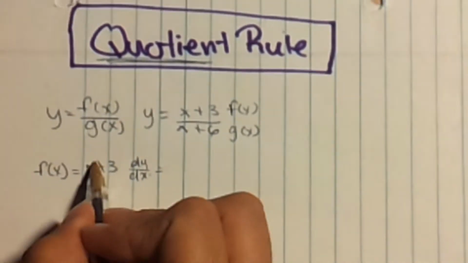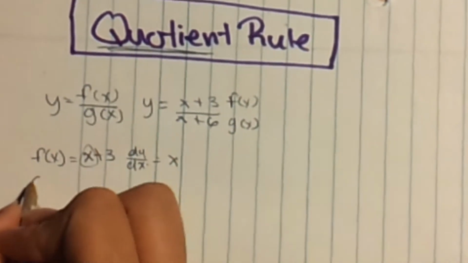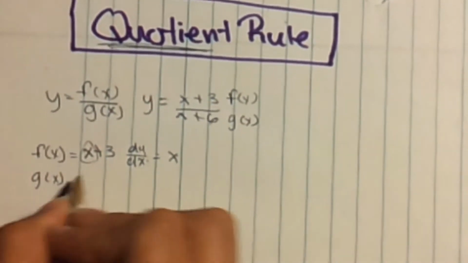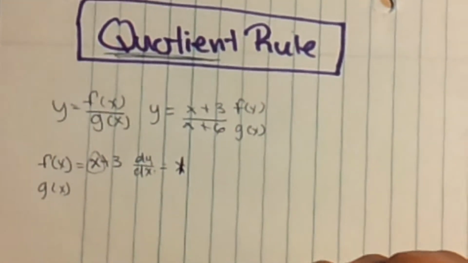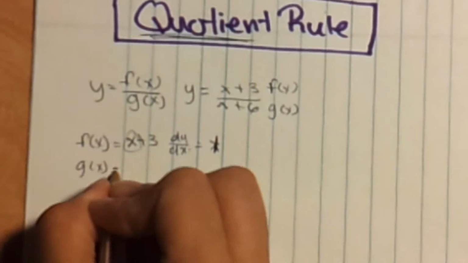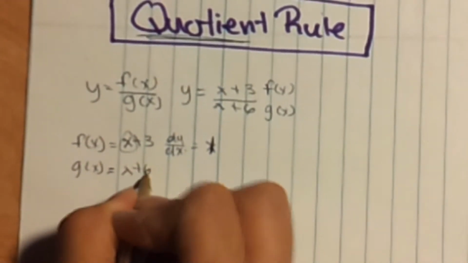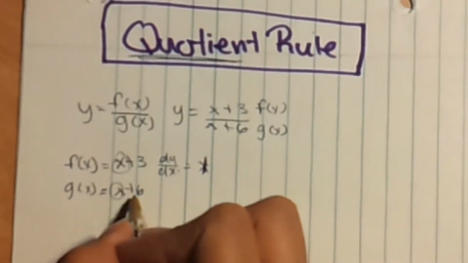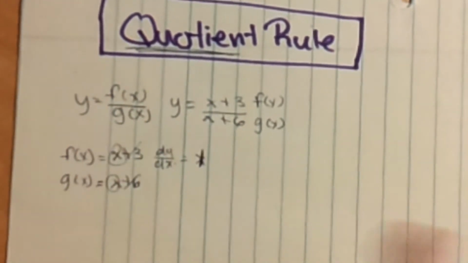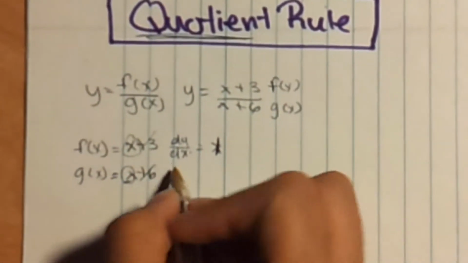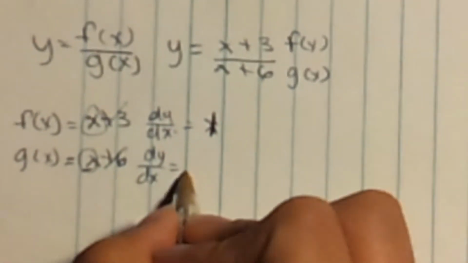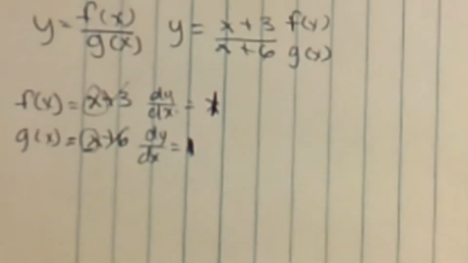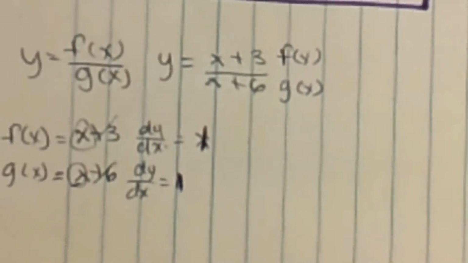So the derivative of this would just be x, and g of x, which because it's only x, it's 1. Okay, and this one, the same thing. You know that adding doesn't really matter. So it would also be dy/dx, which is another way of saying derivative, is 1. So both derivatives are 1. So that's going to be an easy one.